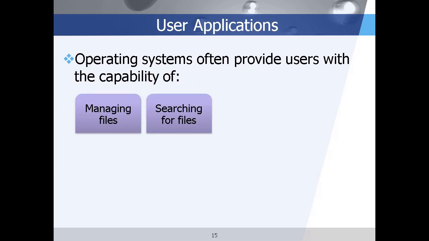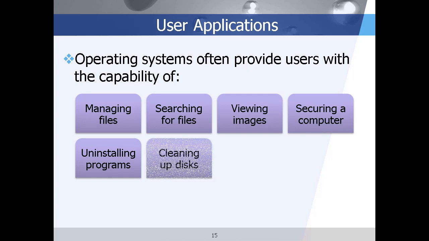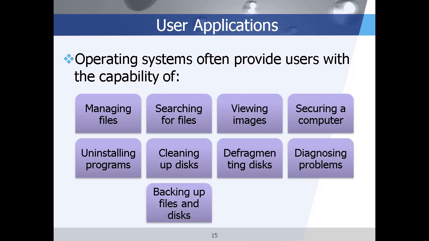So the operating system often provides users with the capability of managing files, searching files, viewing images, securing a computer, uninstalling or installing programs, cleaning up the disk. All of these, some of them are called utility software, some of them are called user applications. And we're not going to discuss every one of them. It's easy to understand the function of these applications.